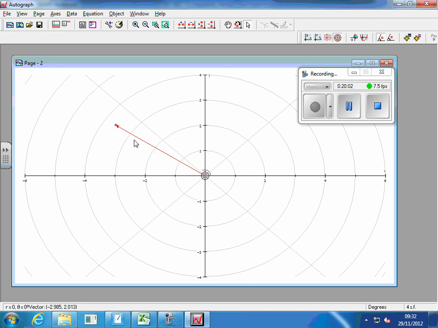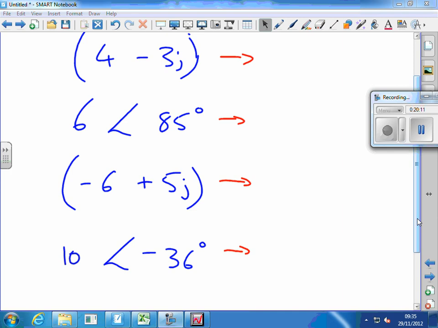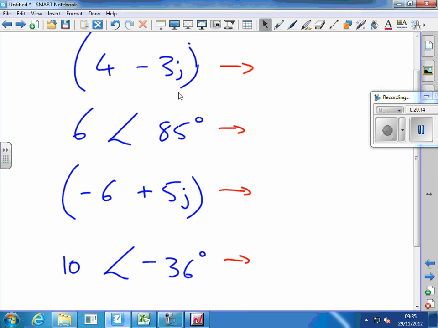What I want you to do now is log on and try putting those two vectors onto Autograph. As a little exercise, look at those four complex numbers. I've given you two in rectangular and two in polar. I want you to convert them with your calculator to the other system. So convert that to polar, that to rectangular, that to polar, and that to rectangular. Then draw each of those on Autograph and see that you get the same vector both ways, that they look the same.